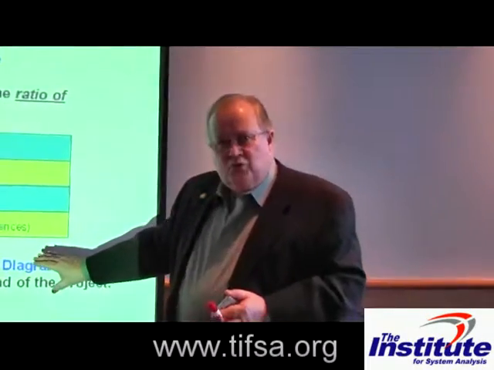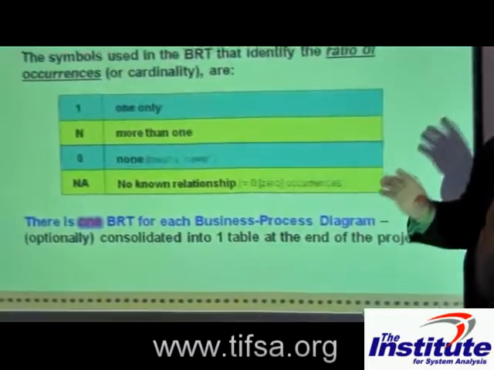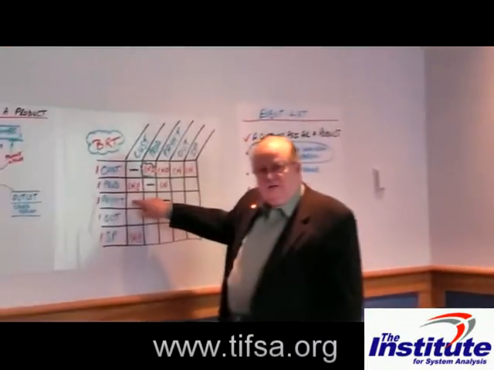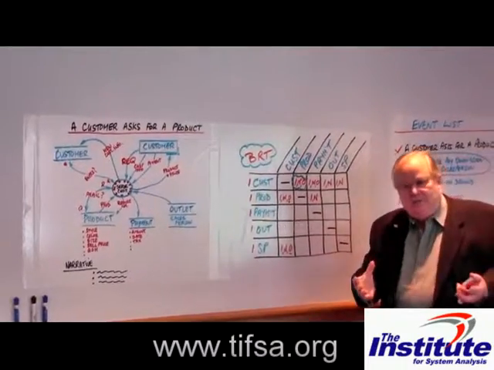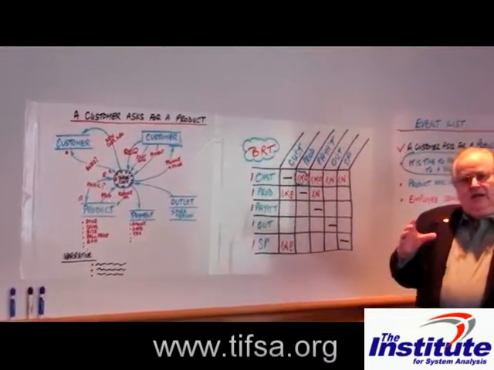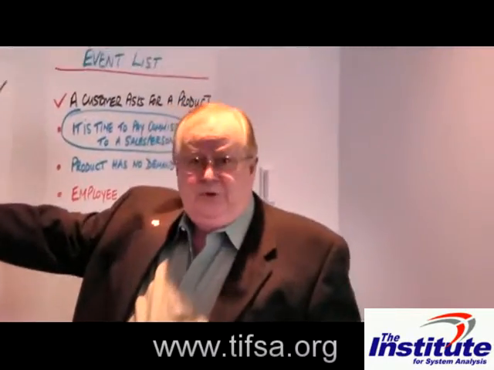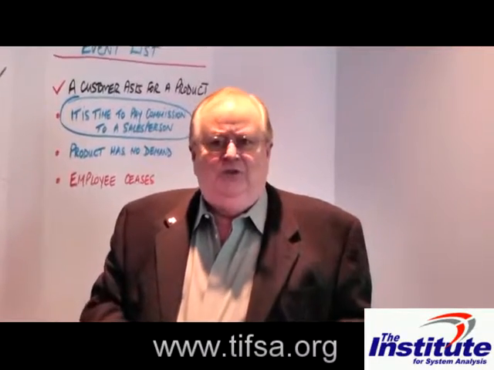There's one business rules table for one process. So one business rules table for one process, one of these for one of those. Now, at the end of a project, if someone asks for a consolidated model, you can put them all together. And it's just very easy to do. It's just a matter of mapping them together. There's nothing to be said about that. It's not difficult at all. It's not even challenging. It just takes time to do that.